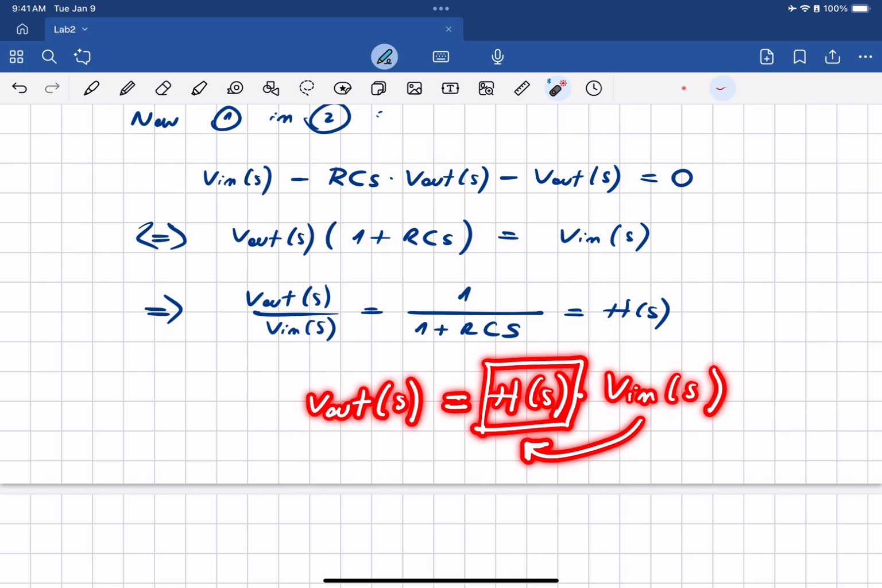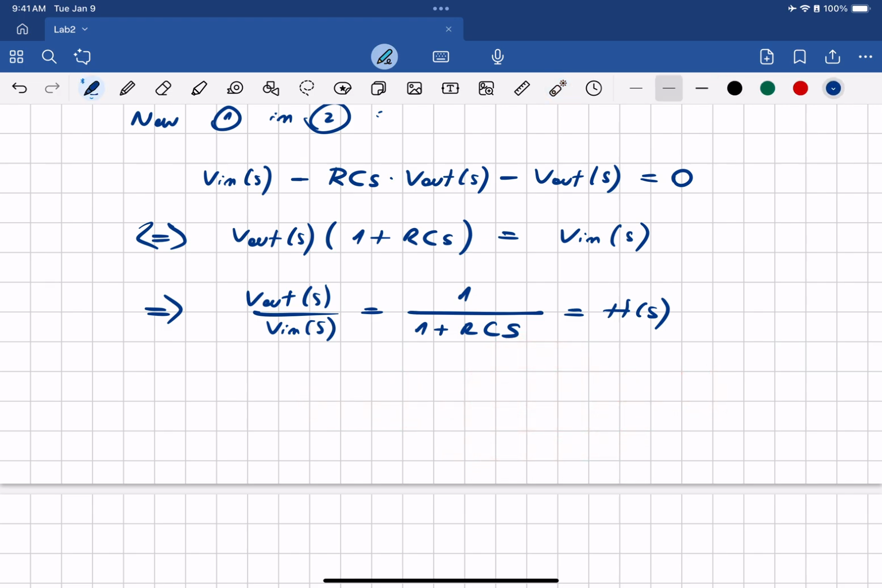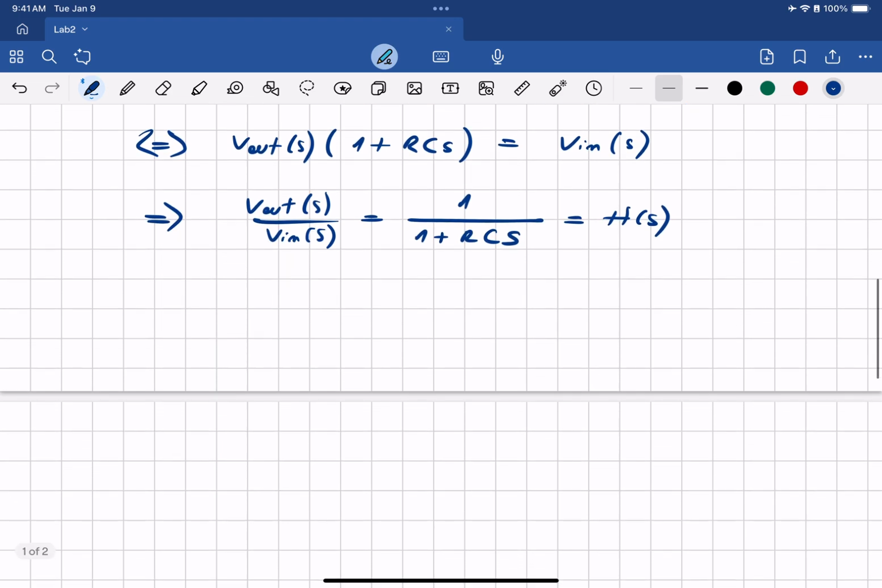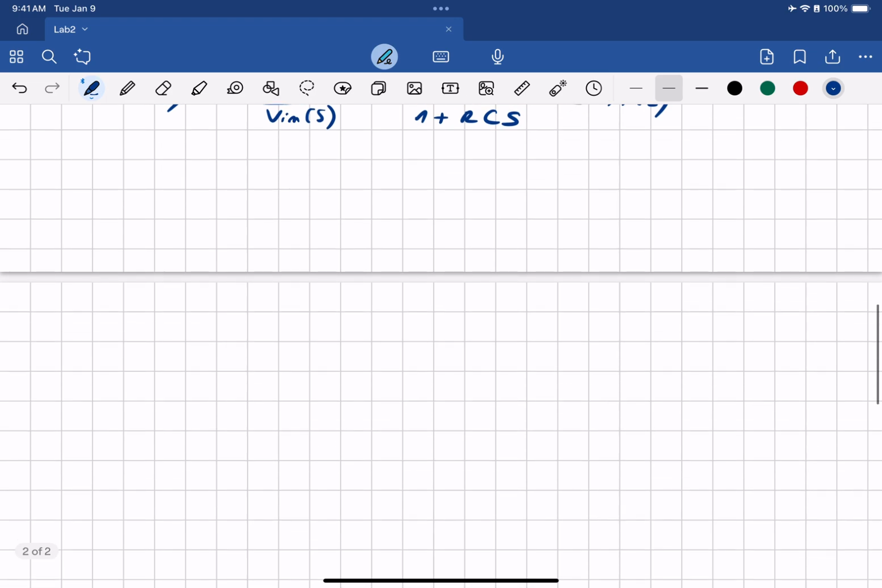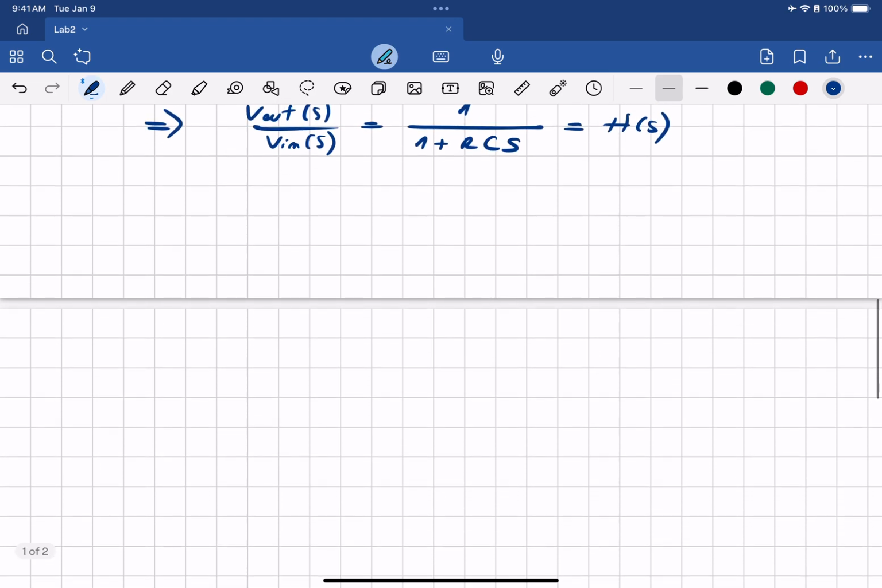So if I have this input, the output is going to be affected by whatever the transfer function is doing. Based on that analysis, now let's go one step forward and try to calculate something based on this transfer function. One important thing related to this is what we call the cutoff frequency.